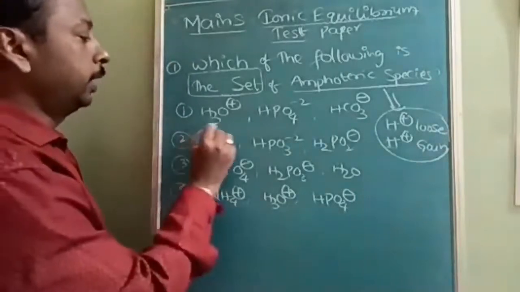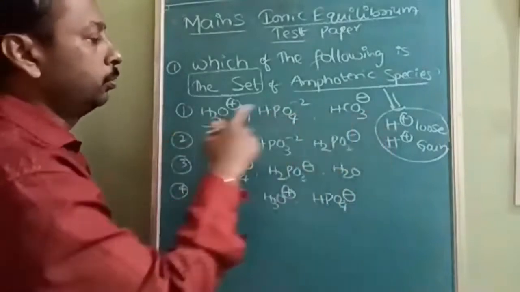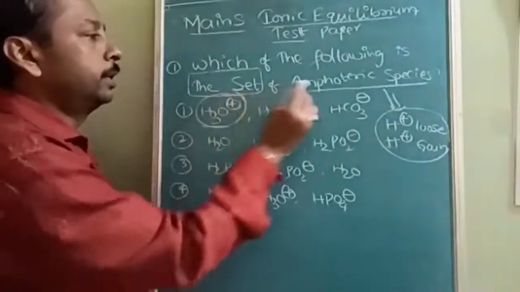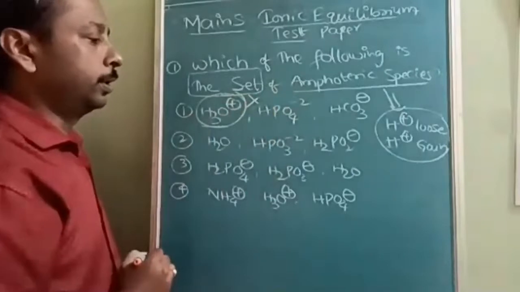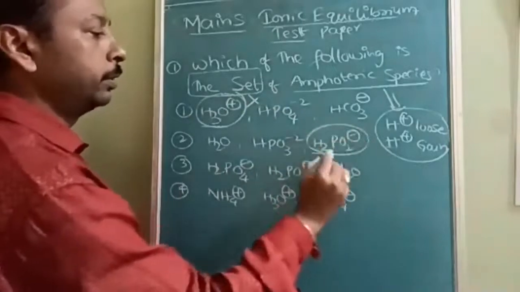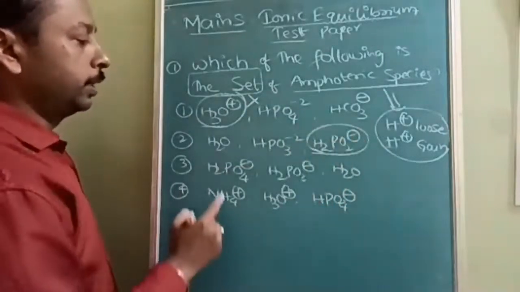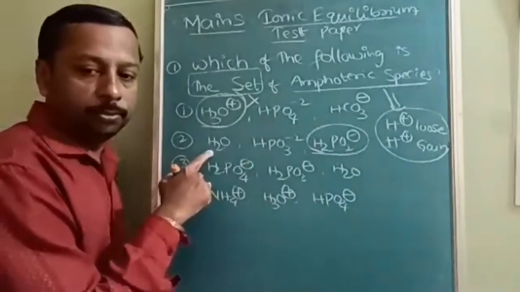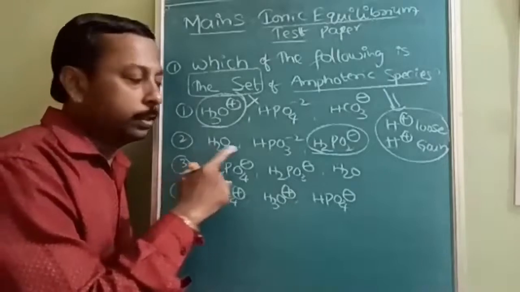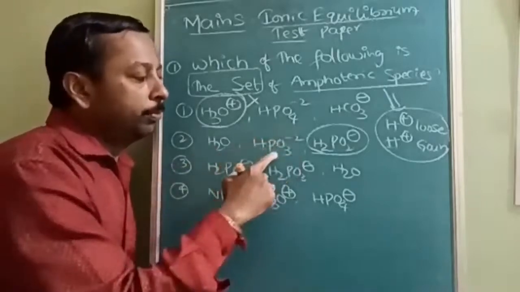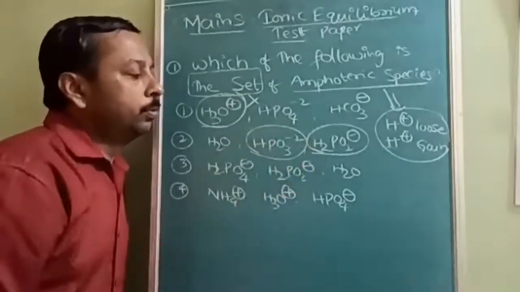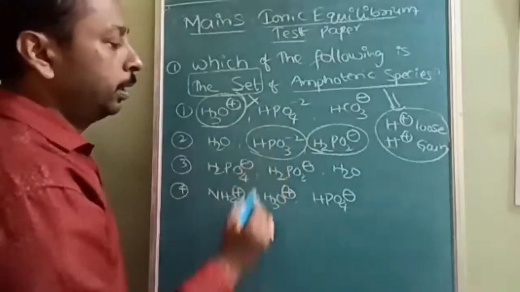So let's consider this one. H3O plus obviously can lose H plus, but it cannot gain H plus. Because of this, this set does not contain all amphoteric species. Now let's come to the next part. It appeared to be H plus loss and H plus gain, so there is no problem. It can lose H plus to form OH minus, and it can gain H plus to form H3O plus. Like this, it can lose H plus to form PO3 3 minus, and it can gain. Here also, HPO3 2 minus appeared to be an acid, but it is not.